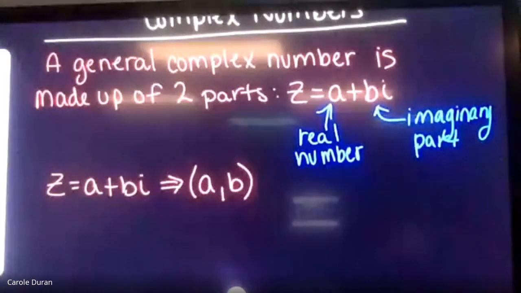Once we rewrite these complex numbers as rectangular coordinates or vectors, we can actually perform operations with them. So we're going to do a brief review of operations of vectors and also do operations with complex numbers here.